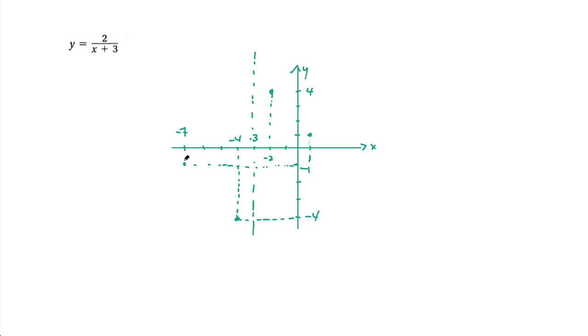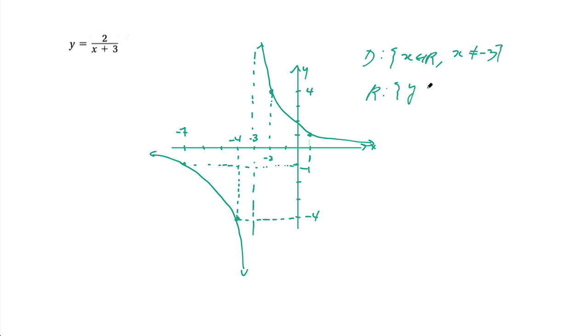Okay, so your 4 points. You can do the sketch now. All right, domain is everything. It just can't be where the vertical asymptote is. Range too, right? It can be everything. It just can't be where the horizontal asymptote is.